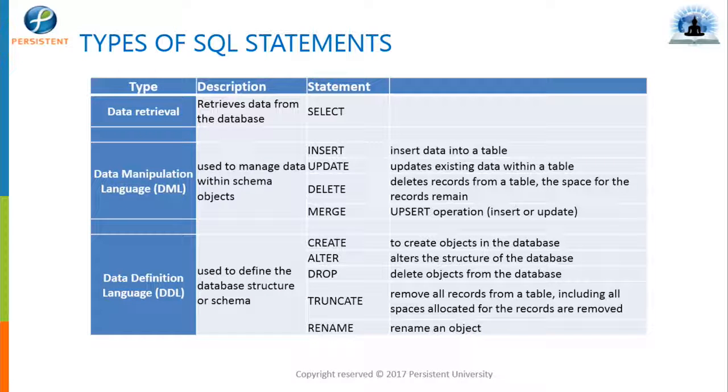Drop is used to remove the object from the database. Truncate removes all the records from the table as well as space allocated for the records also removed. And rename is used to rename an object in the database.